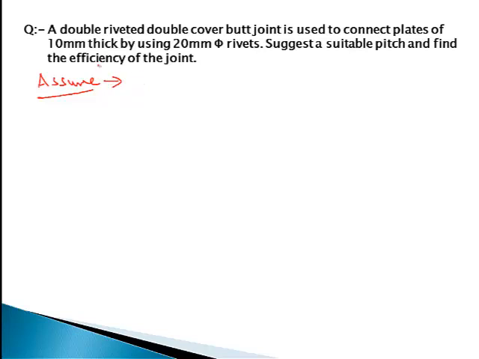So the question is that a double riveted double cover butt joint is used to connect plates of 10 mm thick by using 20 mm dia rivets. Suggest a suitable pitch and find the efficiency of the joint. It's not mentioned what type of driven, whether it's power driven or hand driven. What are the permissible values of axial tension, shear and bearing is also not mentioned here.